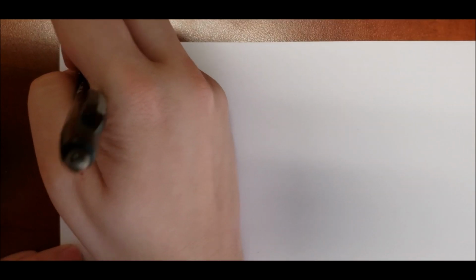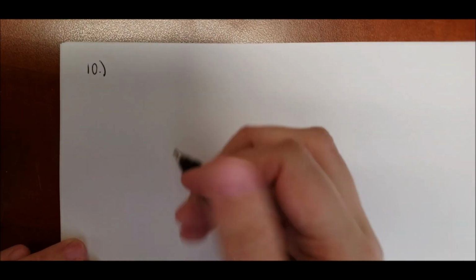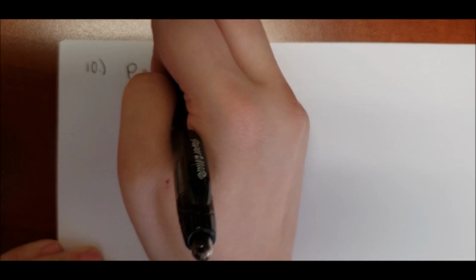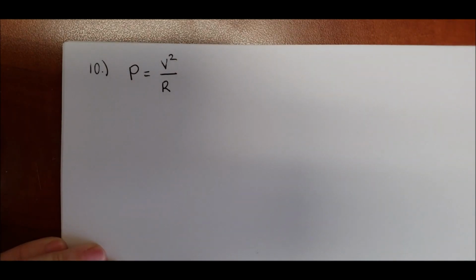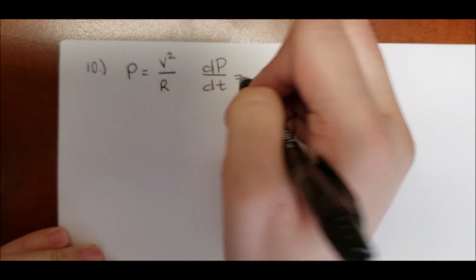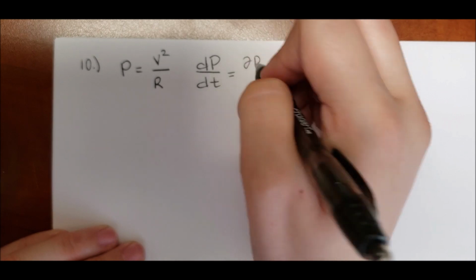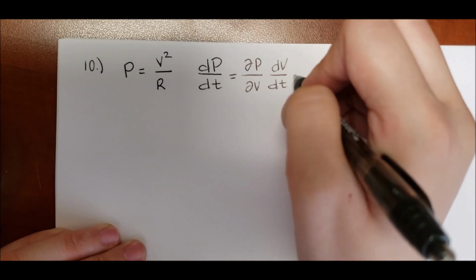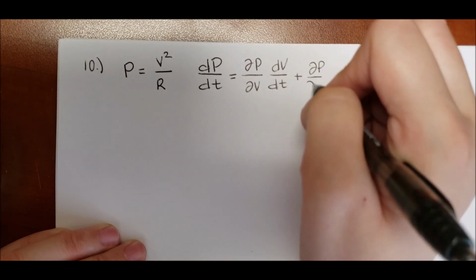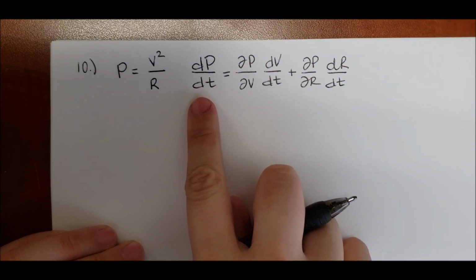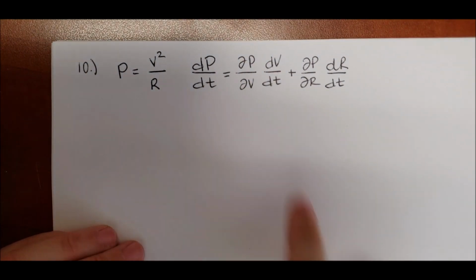Number 10. Some story about stuff. P equals V squared over R. And it tells me this equation, which is basically the chain rule.